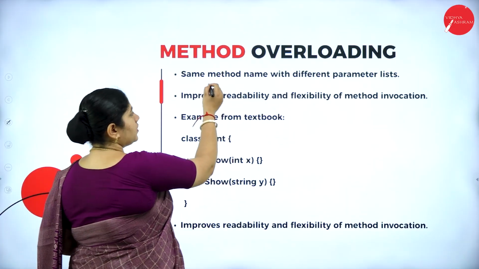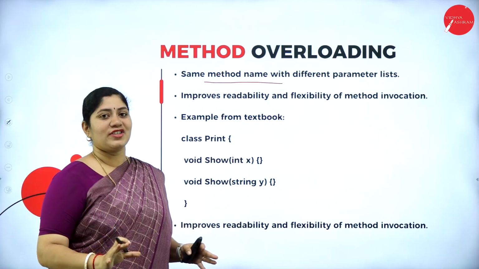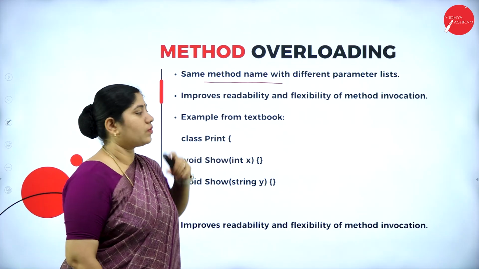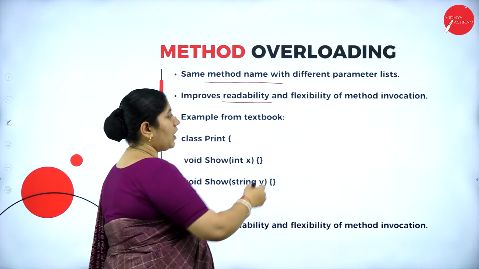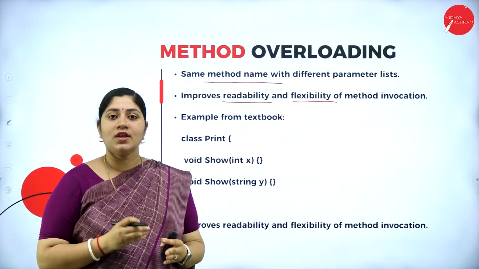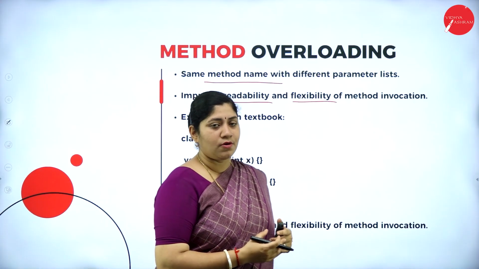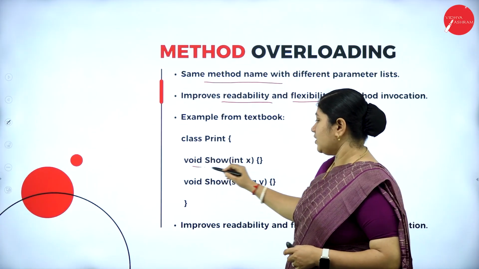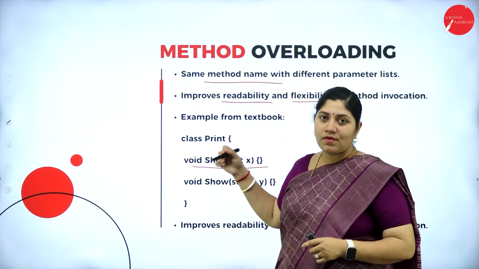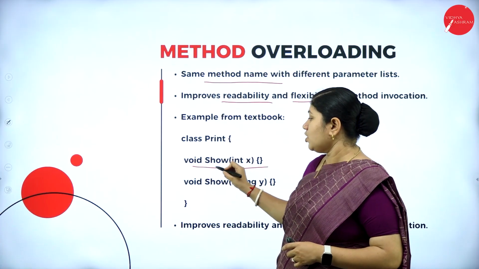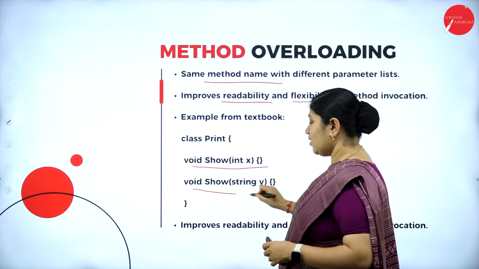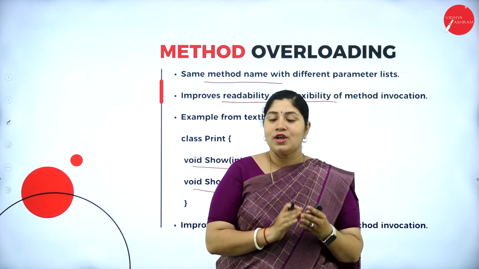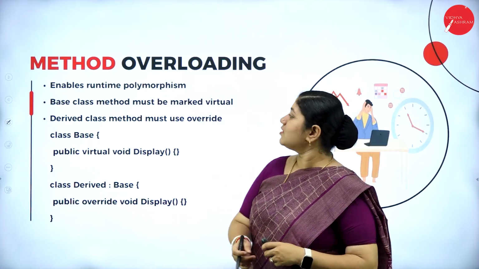We can say it is the same method name with a different parameter list, wherein by using method overloading we can improve the readability as well as the flexibility of a method invocation. Let's see a small example with respect to method overloading. We are defining the class Print. We are also defining a block of code where we want to show the overload. So it's void Show(int x), followed by a string. Now let's understand this in a better way.